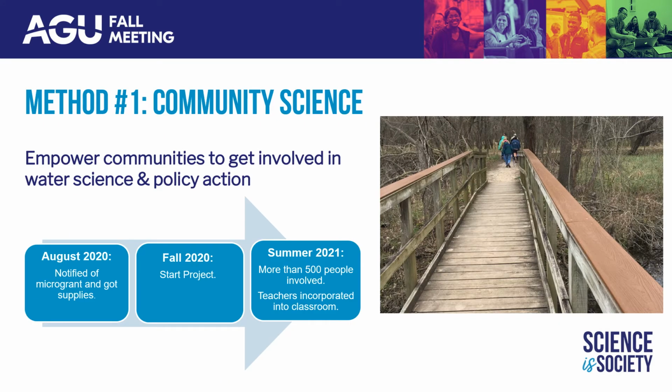And so that brings us into what we call method number 1, community science. From using the integrated water body reports, we could target segments to do community science at. The main goal of doing community science was to empower communities to get involved in water science and policy action. That started out with August of 2020 being notified that we received a microgrant and then obtaining supplies to allow us to do analyses. And then in fall 2020, starting the project. And then in summer of 2021, more than 500 people had been involved, and teachers even incorporated it into their classrooms.